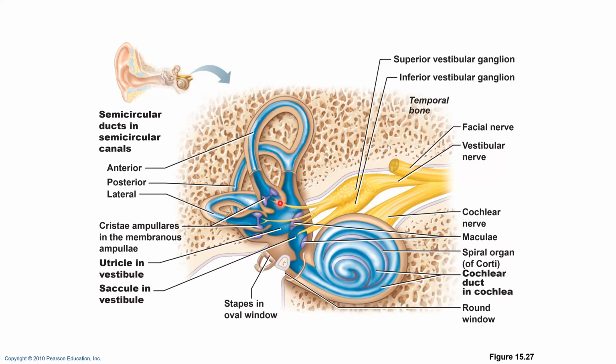Right, and also you see these yellow parts, those are nerve fibers. So those are axons of sensory neurons. So they receive information from this sensory structure, let's say cristae or macula, and they send the sensory information to your brain.